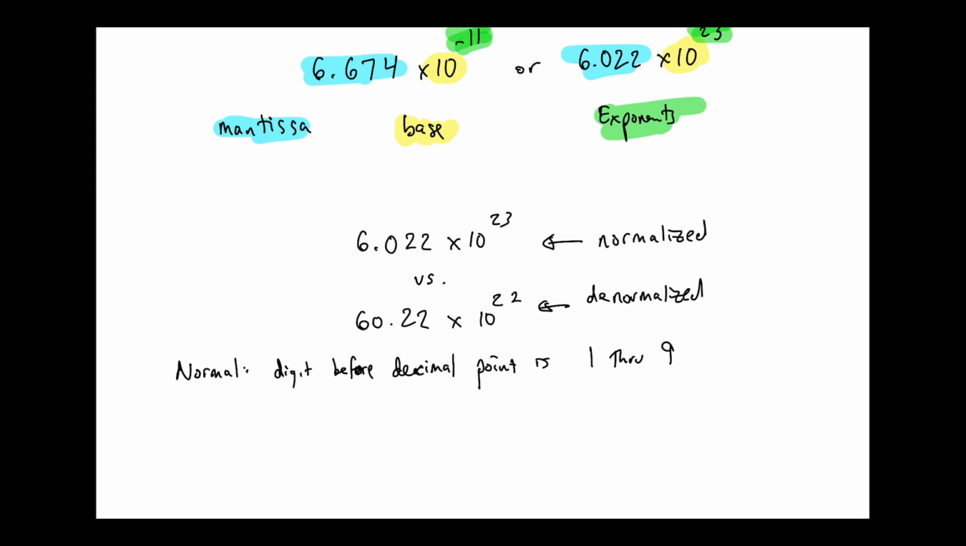What follows after the decimal point can be whatever it needs to be, right? 0.022, 0.22, 0.00002, whatever. So there's no restriction as to what's going on after the decimal point. It's only that right before it, we want a single digit, that's it.